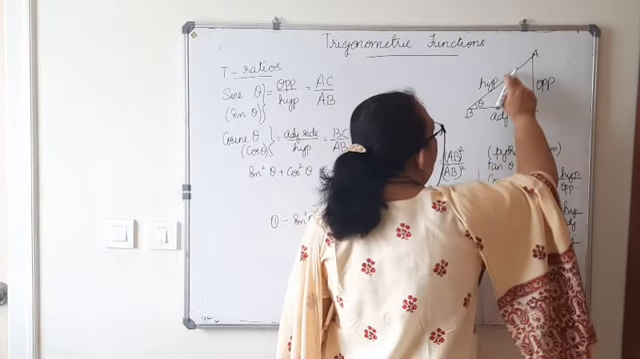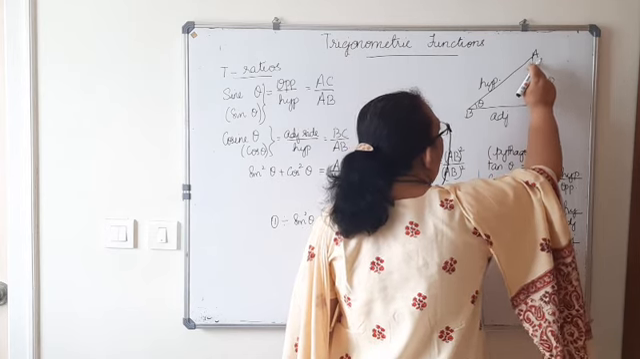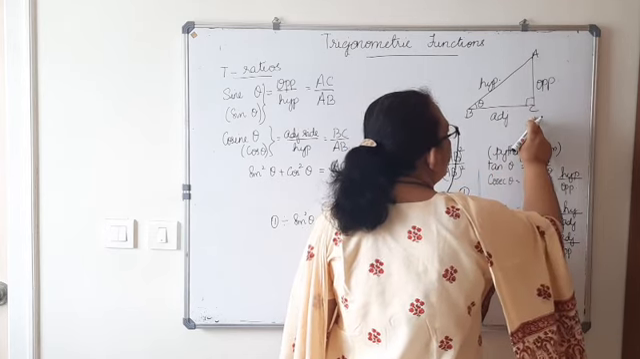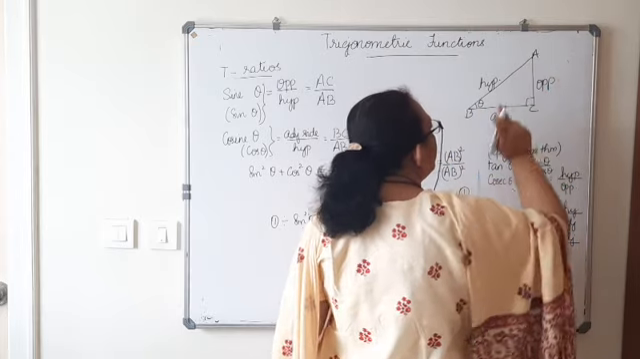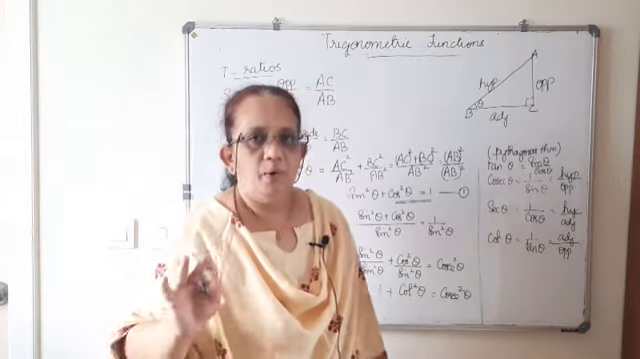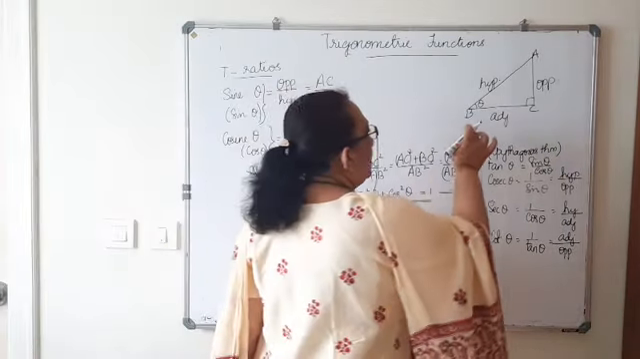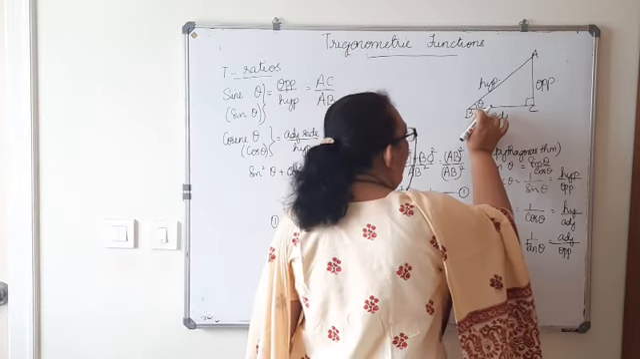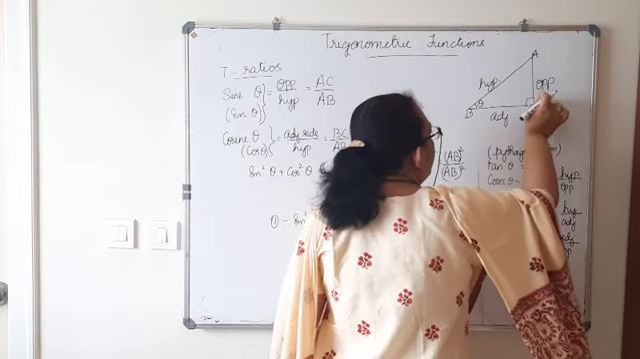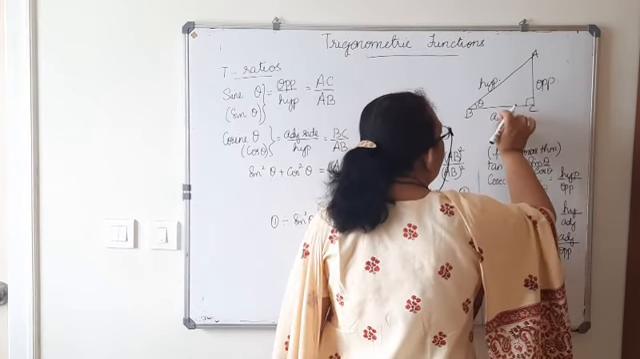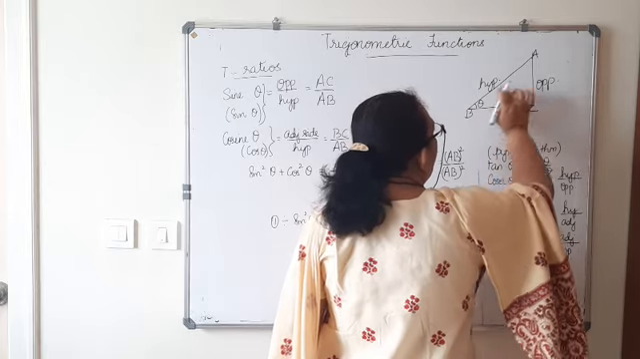Suppose I am taking A as the acute angle, then BC will be the opposite side and AC will be the adjacent side. AB remains the hypotenuse. So, when you are taking the acute angle theta, make sure that the opposite side of the acute angle theta will be AC in this case, the adjacent side of acute angle theta is equal to BC, and the hypotenuse is equal to AB.